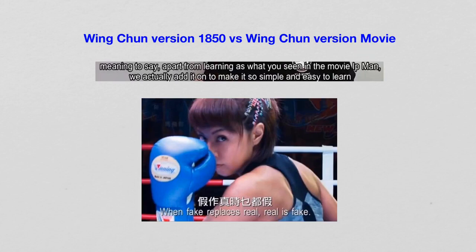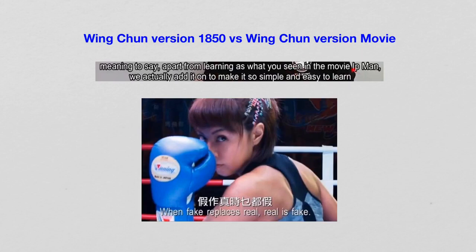A few days ago, one friend sent me a video and some snapshots. One of them was saying, meaning to say, apart from learning as what you see in the movie Ip Man, we actually added on to make it so simple and easy to learn. This is from somebody teaching Wing Chun. That is what I call Wing Chun version movie.